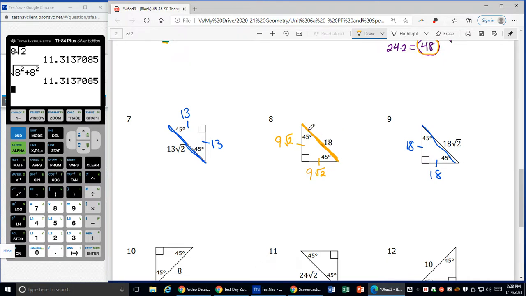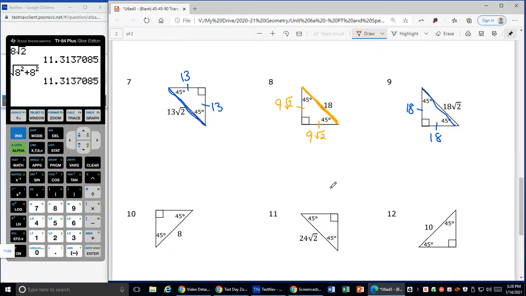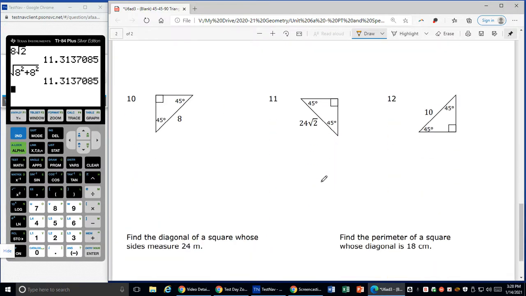And we talked about how if you're given that hypotenuse and you need to work backwards, we know it's going to be 9 times 2 to get that 18. So to work backwards, you can take that 18, divide it by 2, and then multiply by that square root of 2. Okay, so let's look at these last few examples.